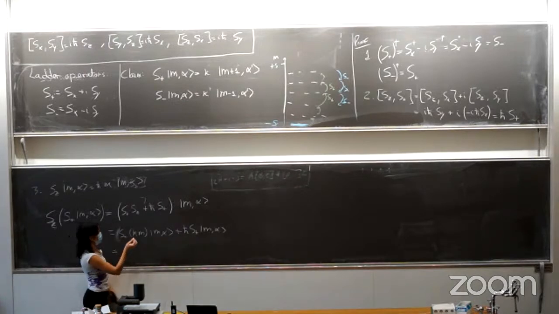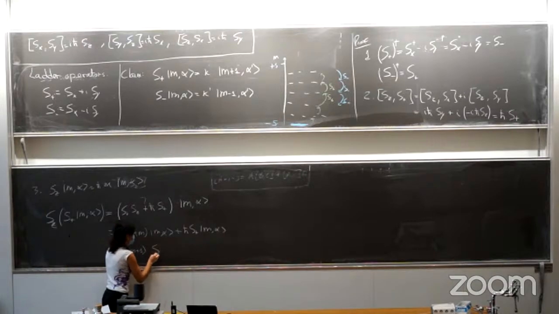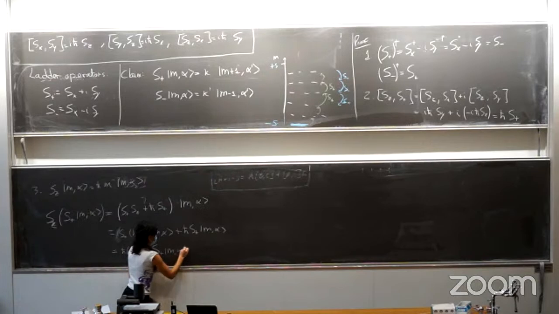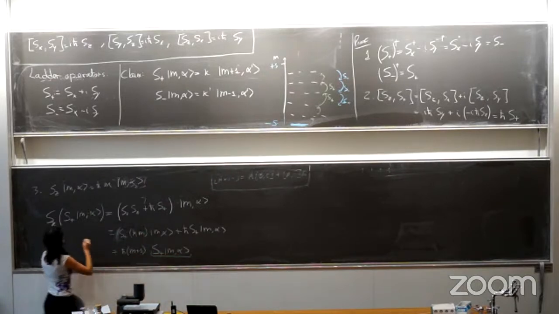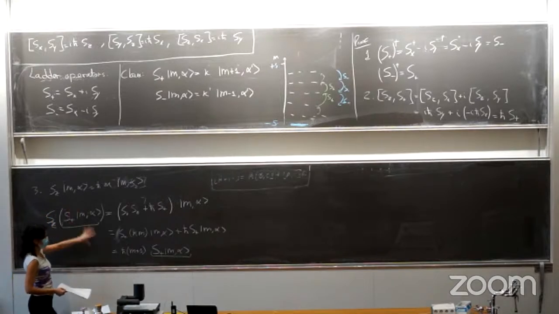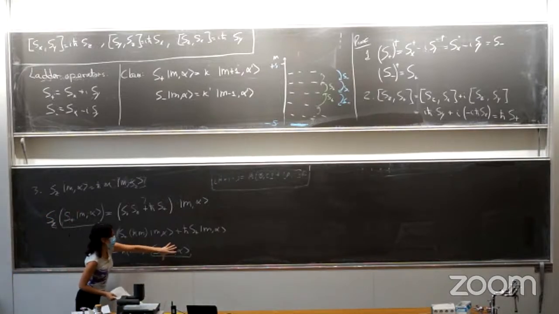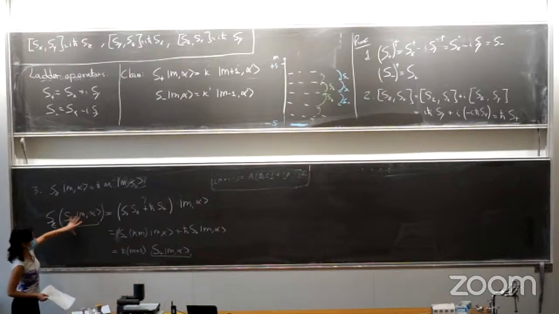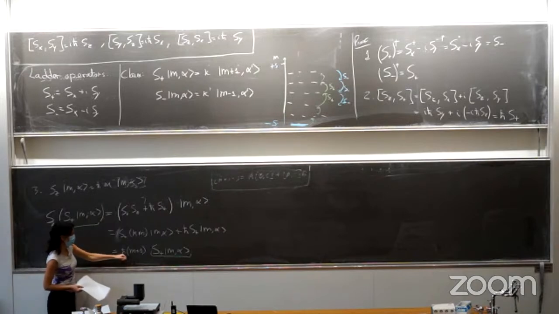So then we have ħ(m plus 1). And now comes S plus alpha. And this state here is the same as we started with, right? So it just tells us S_z applied on this state equals a constant times this state again, which means that this green state is an eigenstate of S_z. With what eigenvalue? ħ(m plus 1). Okay.